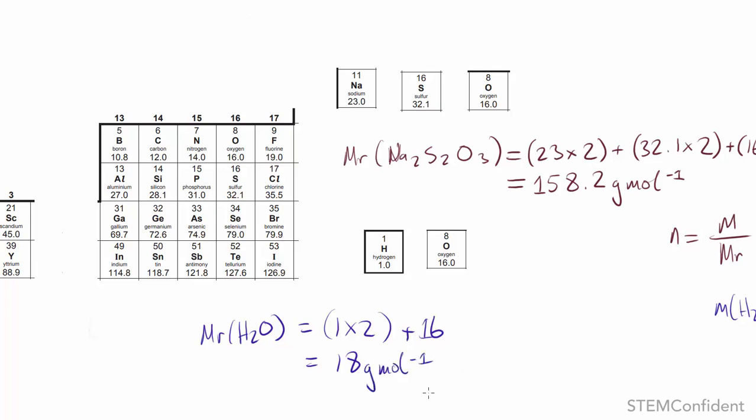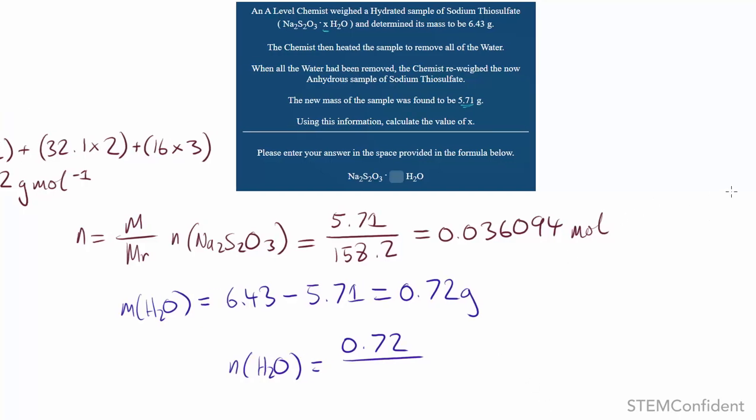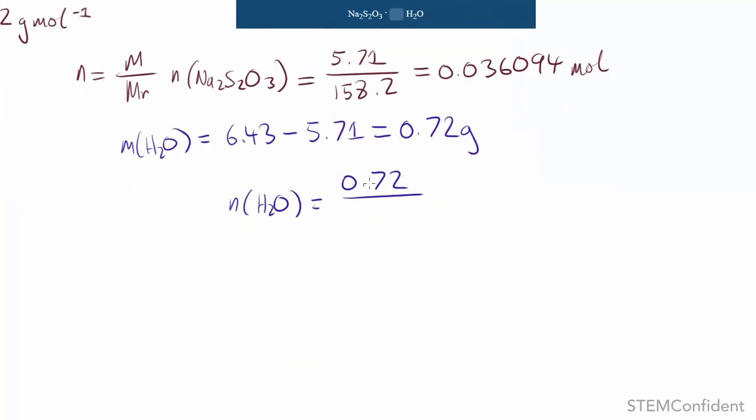All right. So using this 18 value, we can insert this into the equation we've got here. So divided by 18, and that's going to give us the number of moles for the H2O, which in this case is going to be 0.04 moles. Okay. So we've got both now.